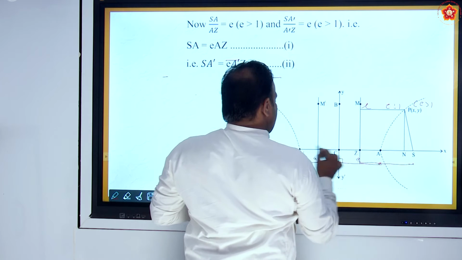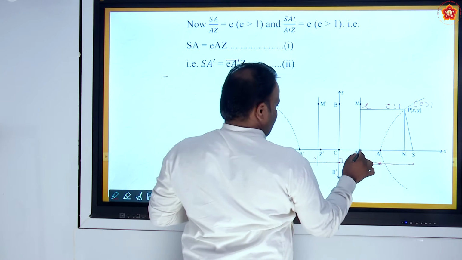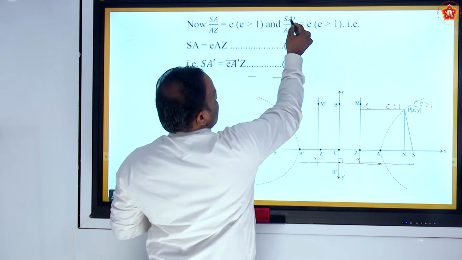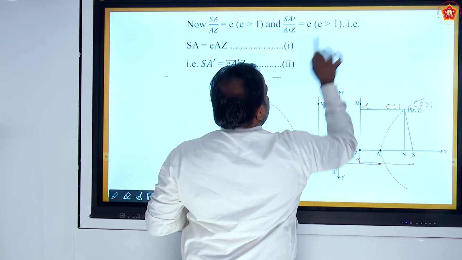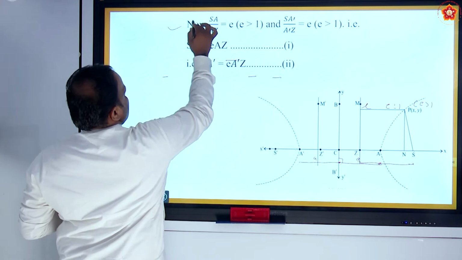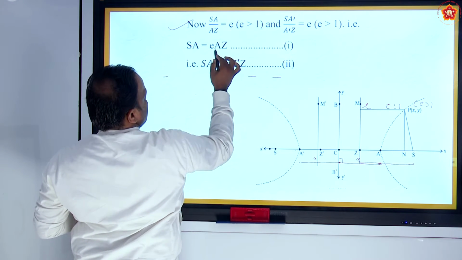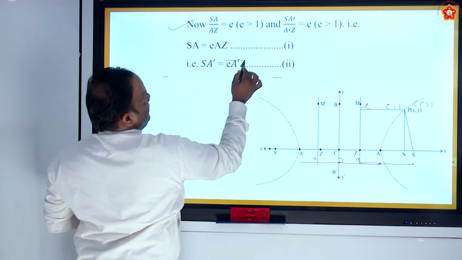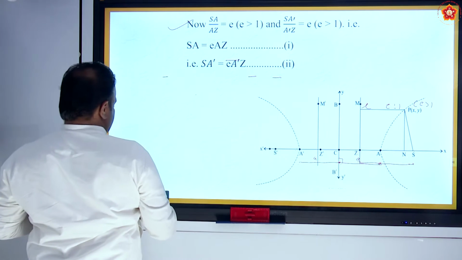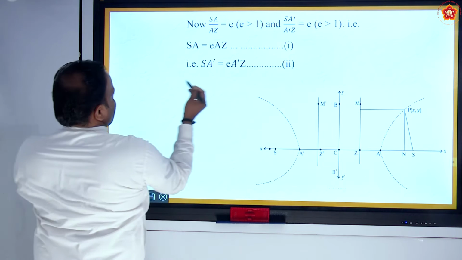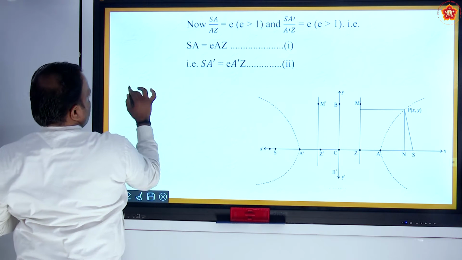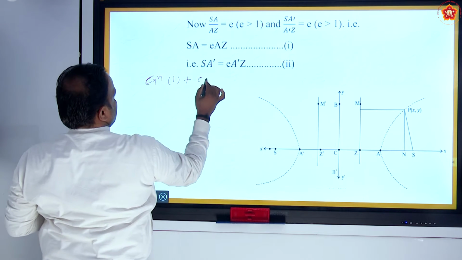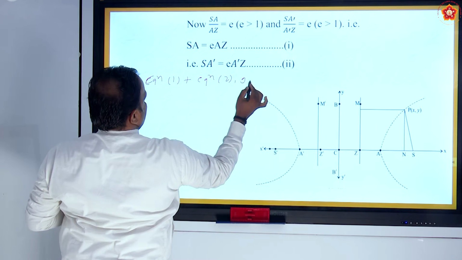And here SA dash by A dash Z, because A dash divides SZ externally. That is also a ratio you have to take: SA dash by A dash Z equals e, where e is greater than 1. Now this equation can be written, taking AZ to this side, as SA equals e AZ, equation number 1, and this equation can be written as SA dash equals e A dash Z. Okay. Now observe here. The next step is to add 1 and 2, equation 1 plus equation number 2.